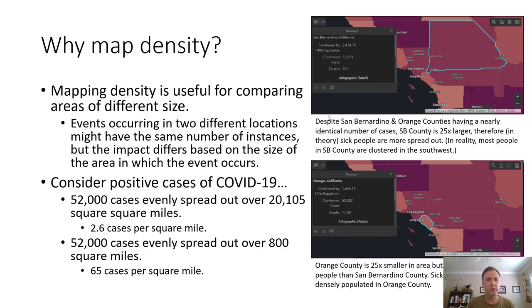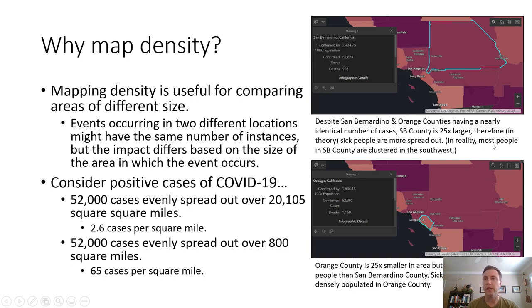Okay, so consider positive cases of COVID-19. This is very recent data, from yesterday, from the Johns Hopkins website that tracks COVID cases in the US. If you look at the data, you can see that both San Bernardino County and Orange County have almost identical numbers of confirmed cases, which is just a coincidence. In the case of San Bernardino County, those 52,000 cases are in theory spread out over a much larger area, an area that's 25 times the size of Orange County.